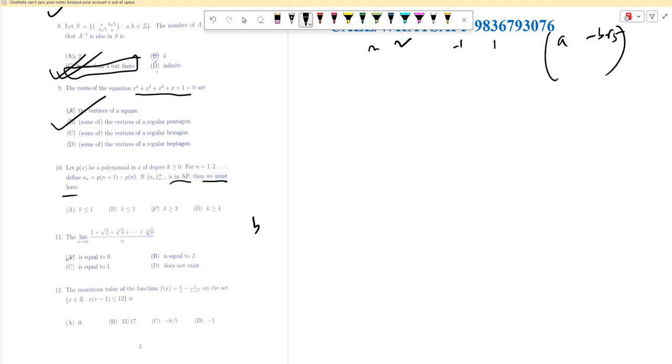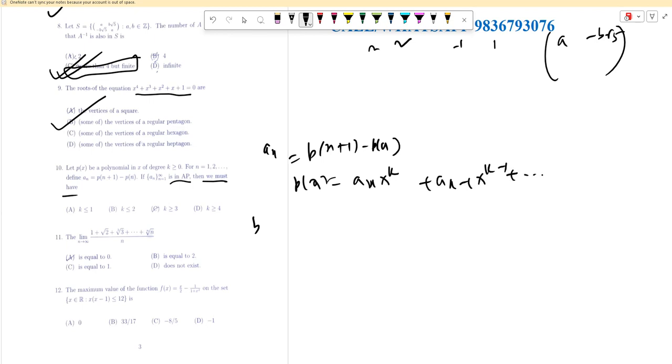Let's calculate a_n first. So what will a_n be? P(n+1) minus P(n). That is the formulation we can have. So polynomial form and difference. So let's take a polynomial form of P(x): a_k x^k + a_(k-1) x^(k-1) + ... + a_1 x + a_0. Now we need to find the polynomial of the expression P(n+1) and P(n).